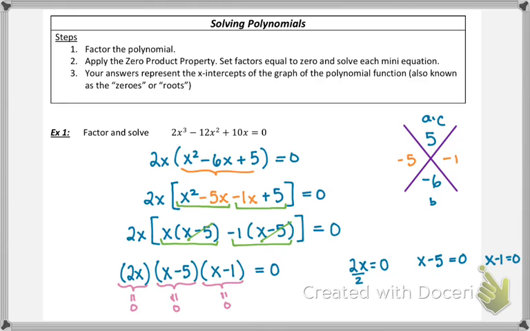And we divide by 2. X could be 0. That's one answer. Add 5. X could be 5. That's my other answer. Add 1.